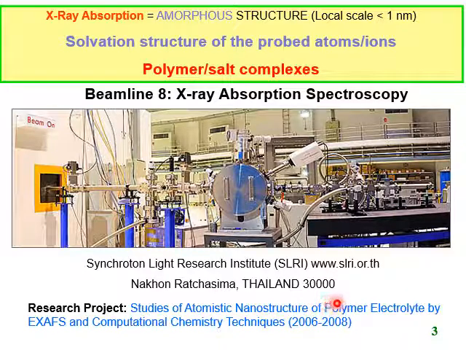We need to understand the relationship between atomistic nanostructure and ionic conductivity of the amorphous materials. So I got the research grant to work on this project for 3 years to study the atomistic nanostructure of polymer electrolyte by XAS and computational chemistry techniques.